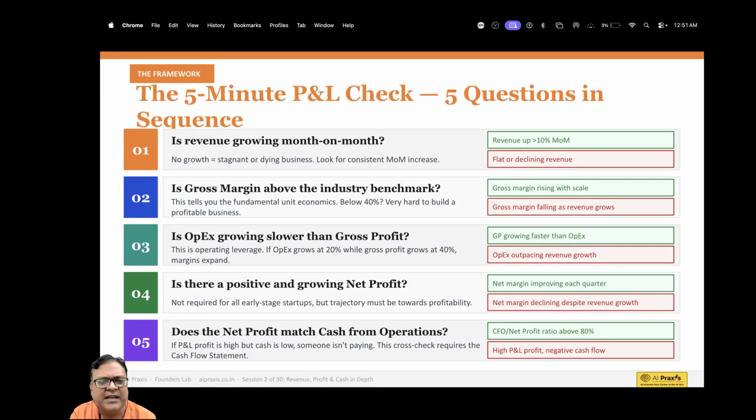revenue growth. Very simple. I mean, if you're generating less revenue compared to your fixed operating expenses, which is much higher, then the business is going to be dead very soon.